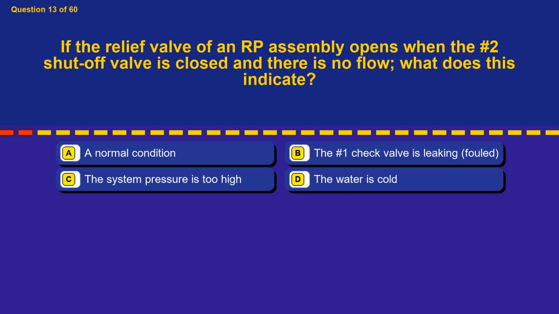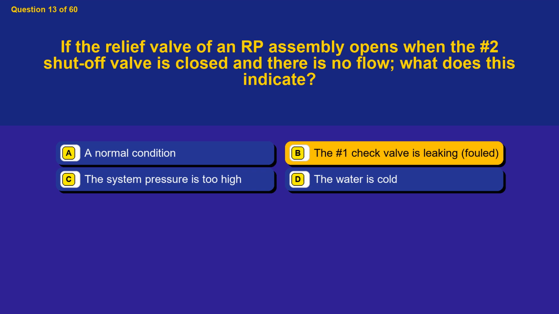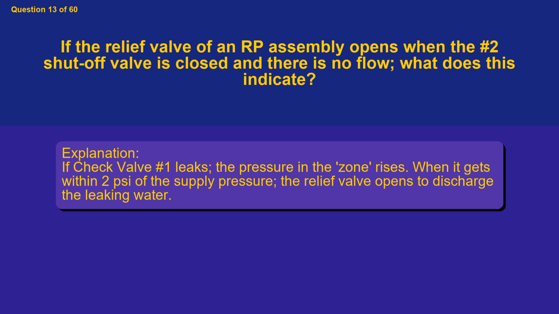Question 13. If the relief valve of an RP assembly opens when the number 2 shutoff valve is closed and there is no flow, what does this indicate? Option A, a normal condition. Option B, the number 1 check valve is leaking, fouled. Option C, the system pressure is too high. Option D, the water is cold. The correct answer is option B, the number 1 check valve is leaking, fouled. If check valve number 1 leaks, the pressure in the zone rises. When it gets within 2 psi of the supply pressure, the relief valve opens to discharge the leaking water.